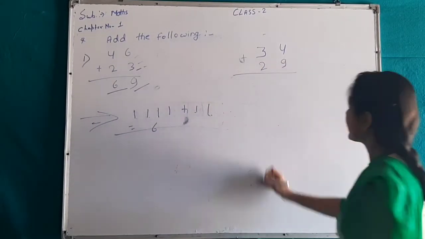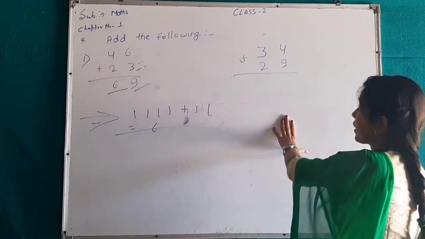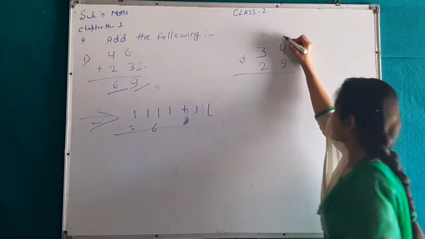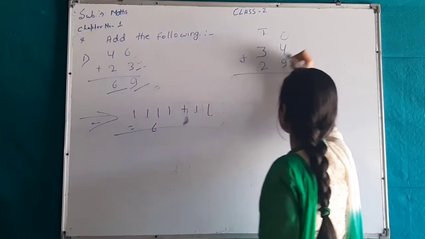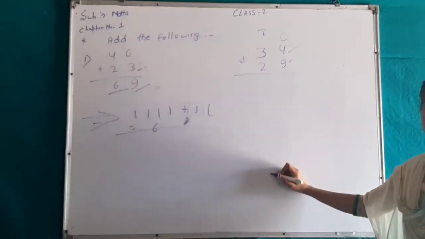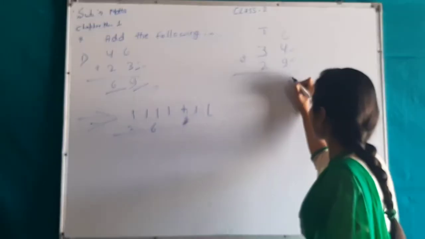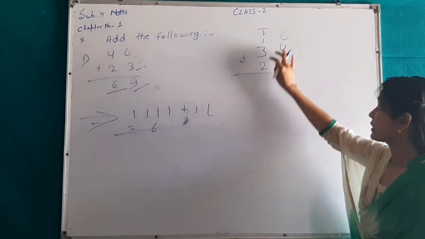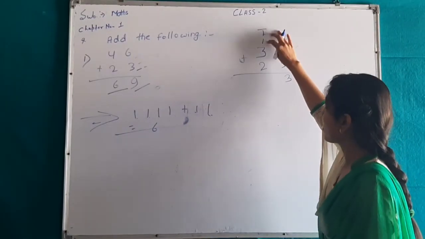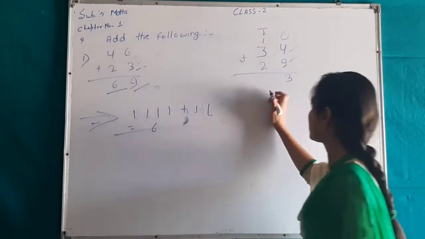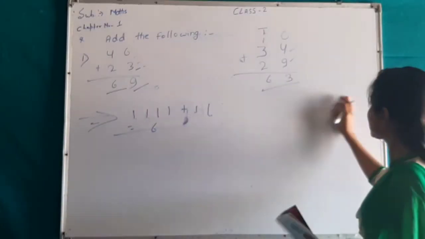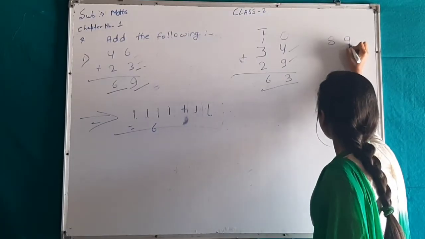We have to add it. This is addition with carry. 4 plus 9 equal to 13. Here are the ones and our tens. 4 plus 9 equal to 13. We get carry 1. 1 is here, then we can add it. 1 plus 3 equal to 4, plus 2 equal to 6. We get 63. Same question, 89 plus 5.